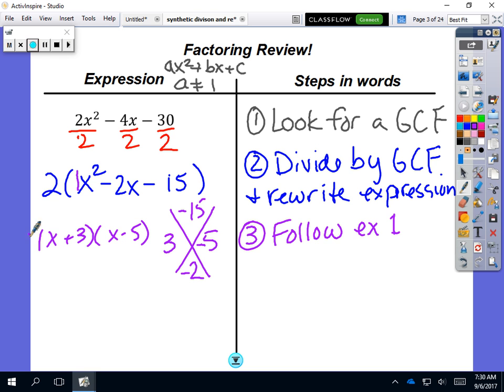But I still need to put the 2 in front, because that's also a factor of this original polynomial, meaning if I multiply the 2 times x plus 3 times x minus 5, it will equal 2x squared minus 4x minus 30.